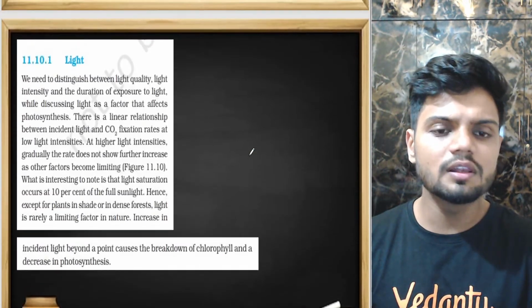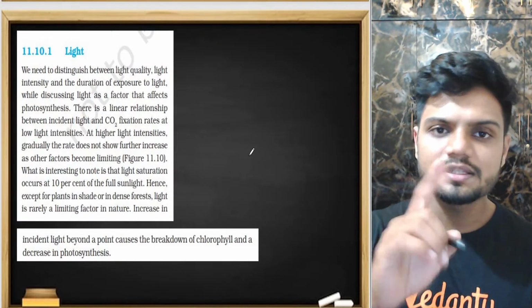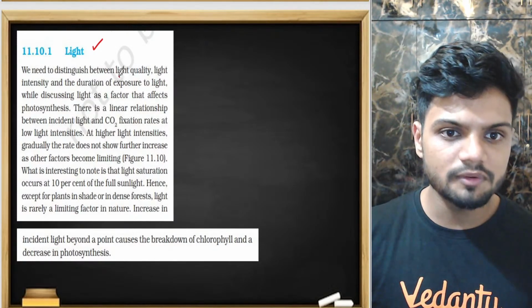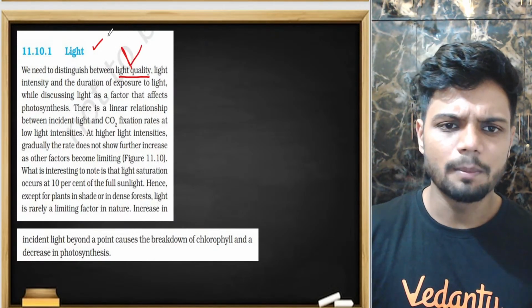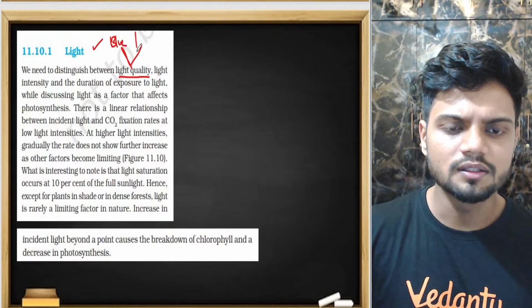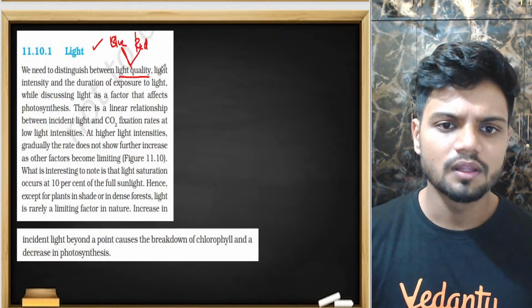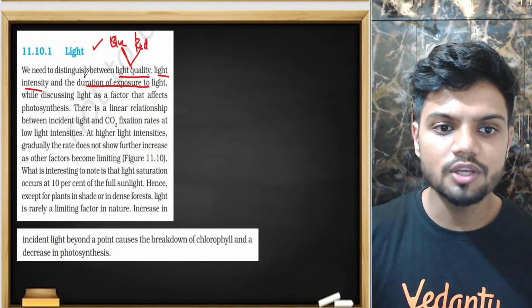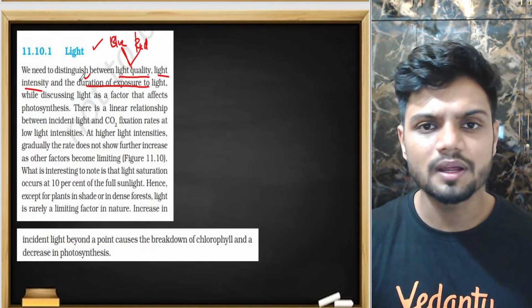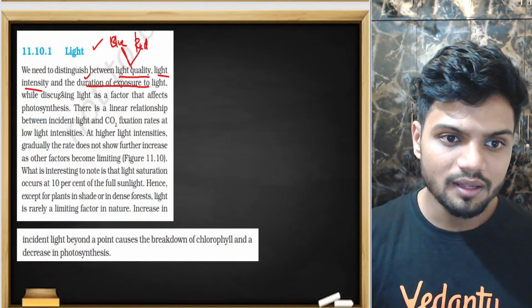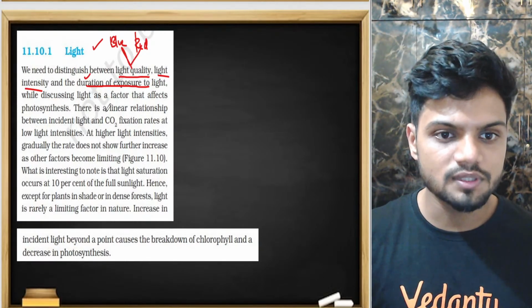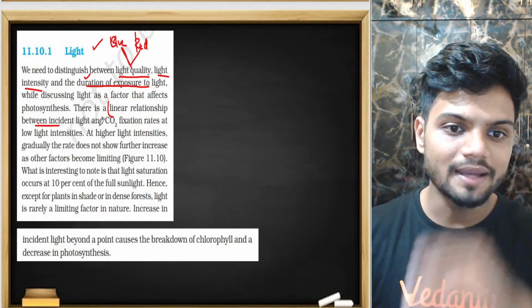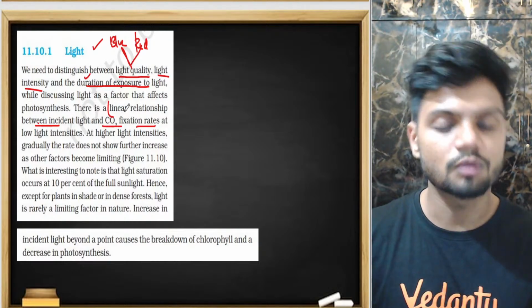Now, certain factors are here. We'll understand each factor one by one. For example, first we'll understand light. We need to distinguish between light quality, that is, some of the plants like blue light and red light, light intensity and duration of exposure. Duration is nothing but your day neutral plants and everything. While discussing light as a factor that affects photosynthesis, there is a linear relation between light and CO2 fixation rates. Now, what is the relationship?